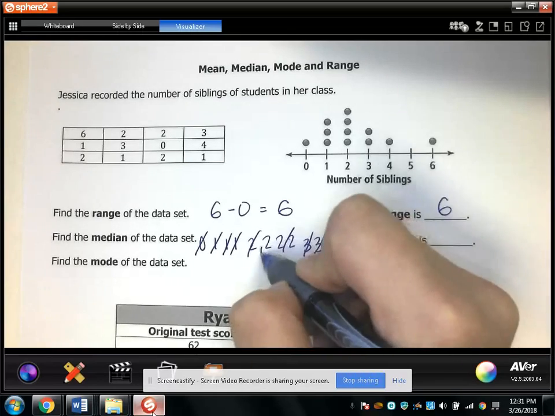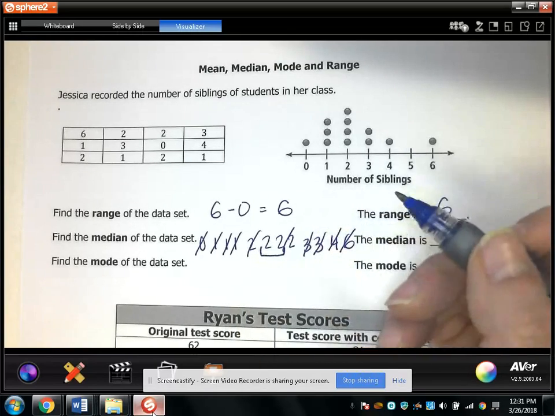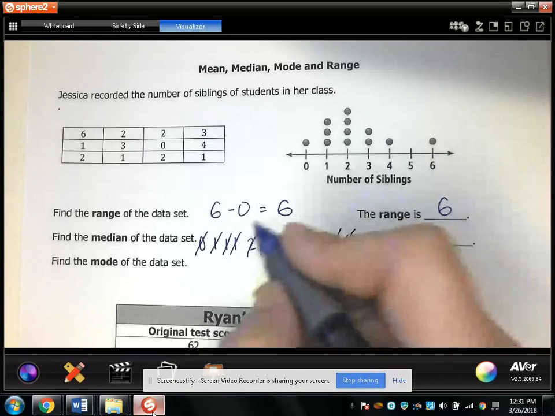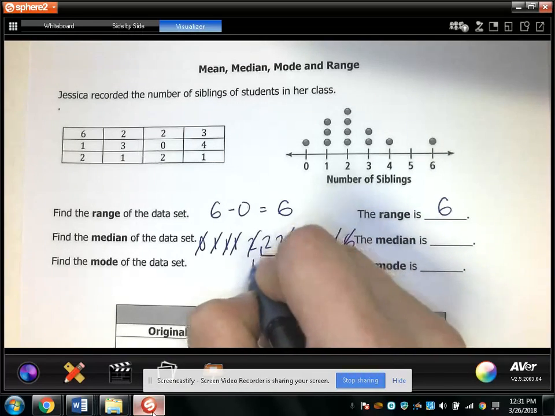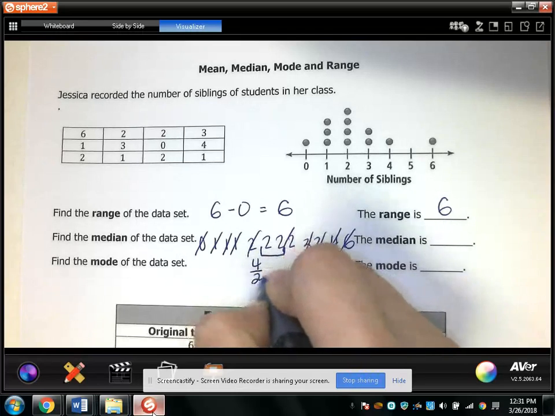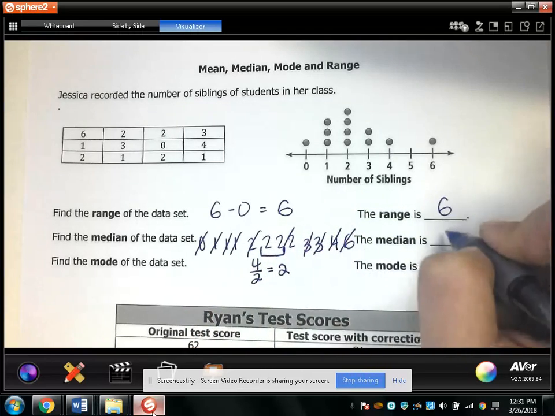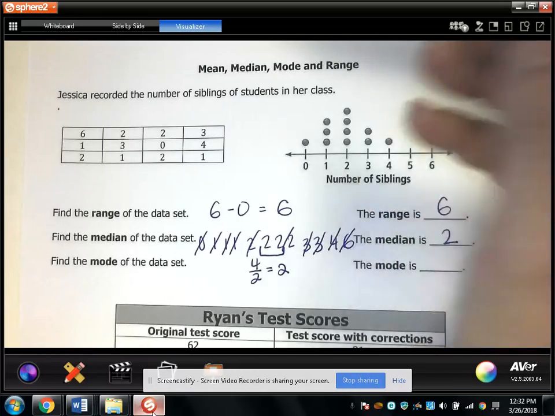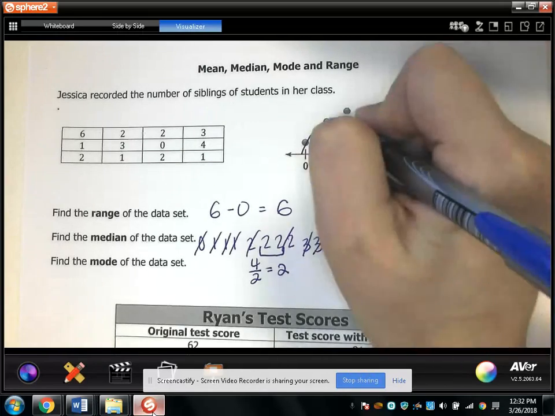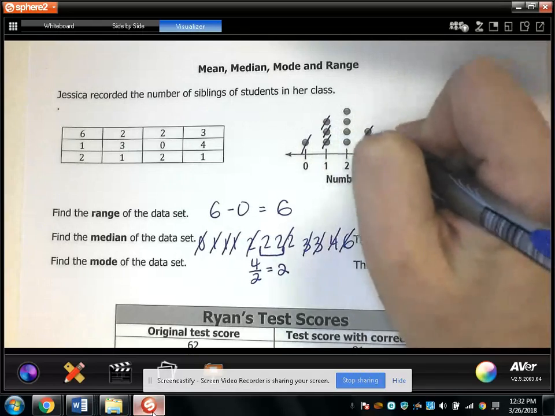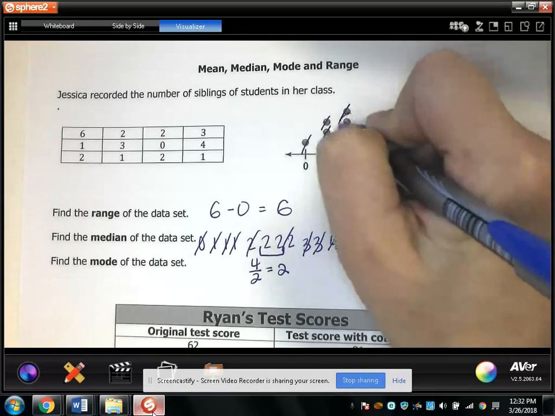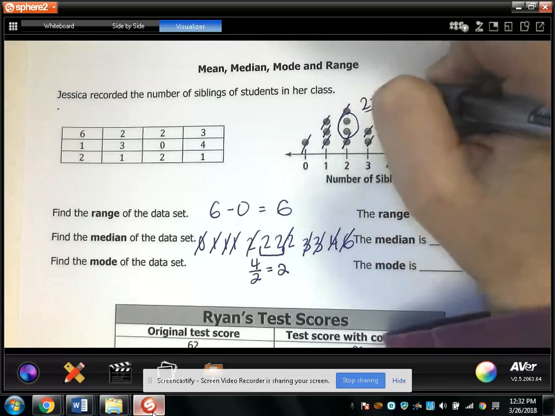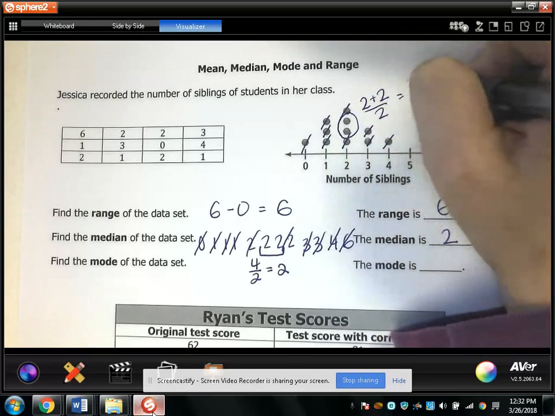If there's two numbers in the middle, you have to find the average of them. So I have 2 and 2 in the middle. So I have to do 2 plus 2, which is 4, and 4 divided by 2 is 2. So the median here is 2. Now another way you could find the median is using the dot plot, find out which dot is in the middle. And you would find out that there's 2 2s in the middle. So you would have done 2 plus 2 divided by 2, and you would have gotten 2 as the median here as well.